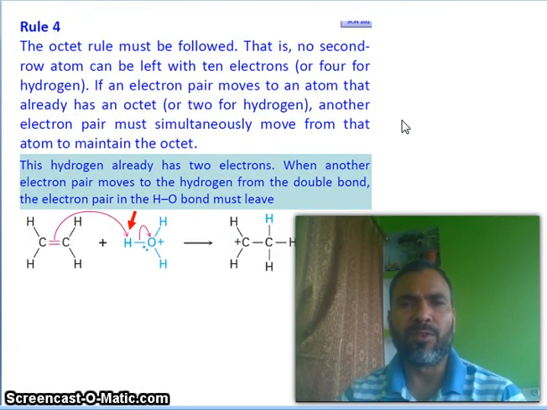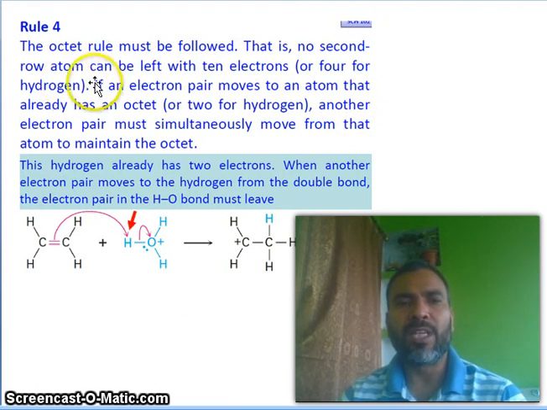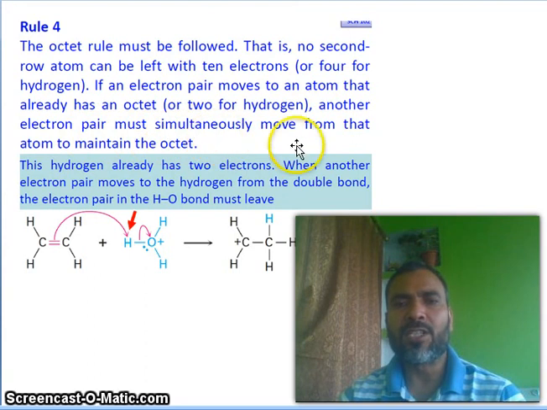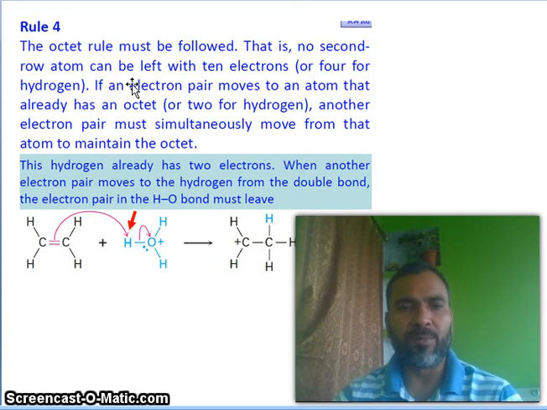Now rule number 4. The octet rule must be followed. That is very important. That is, no second row atom can be left with 10 electrons, nor can hydrogen have 4. If an electron pair moves to an atom that already has an octet, another electron pair must be simultaneously moved away from the atom to maintain the octet. So overall, whenever you are writing the mechanism, keep these things in your mind. Octet violation is not acceptable.